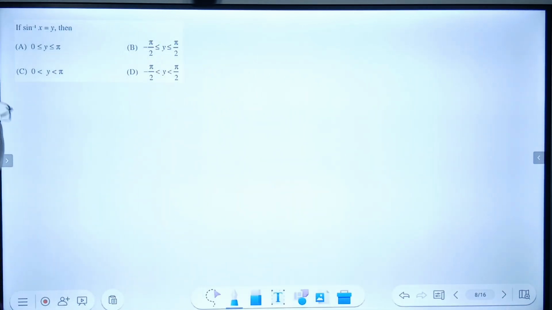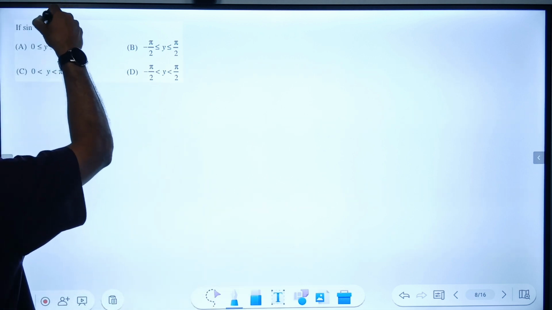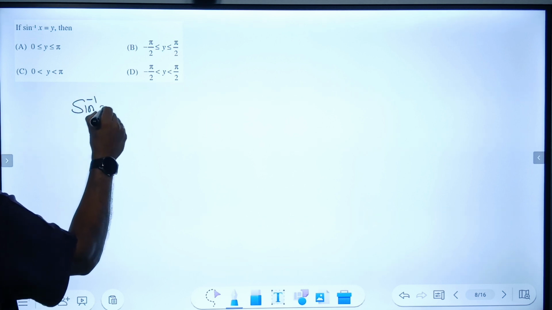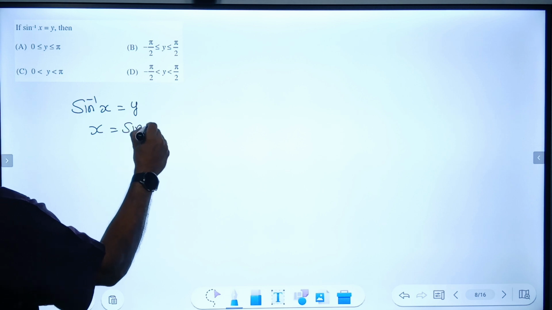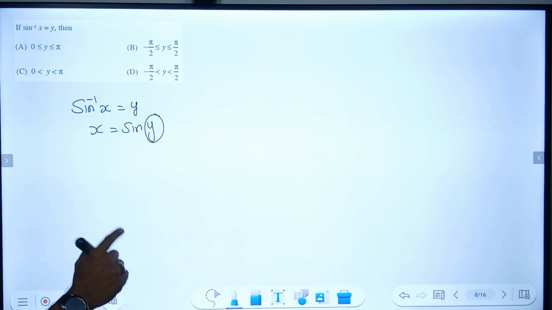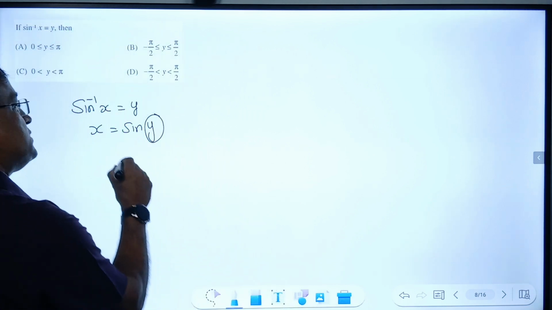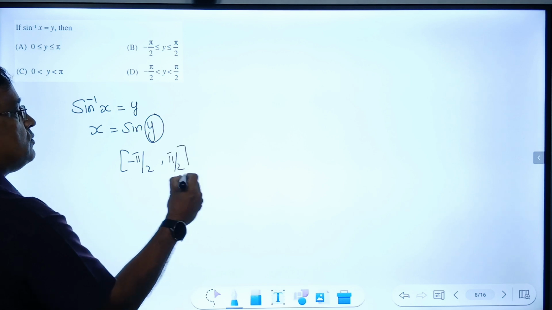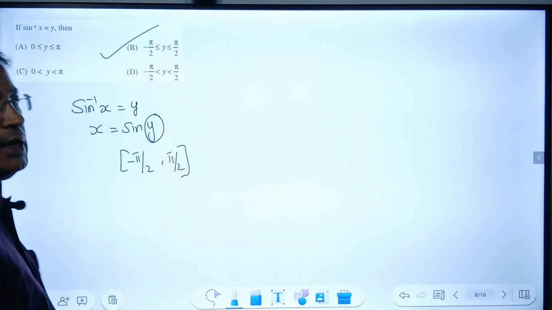Okay, let's come back to this one. This is very, very simple. Sine inverse of x is y. Remember I told you sine inverse of x is y means x is sine y. Correct? So y is an angle. So what is the principal range of sine inverse? The principal range of sine inverse is from minus pi by 2 to pi by 2. So it's a closed interval. So which of the options is correct? B is the right answer.